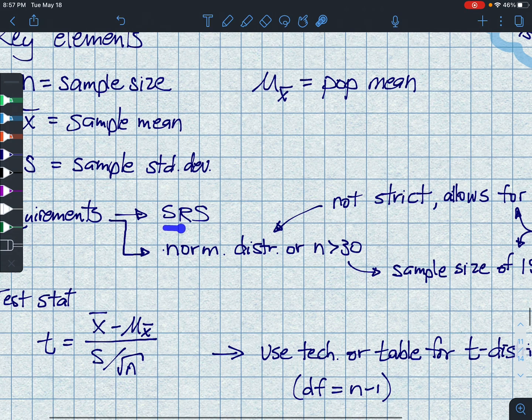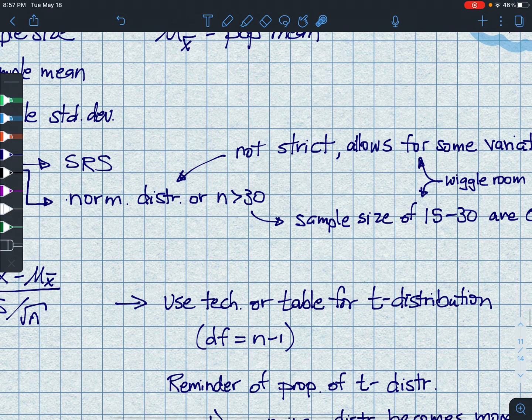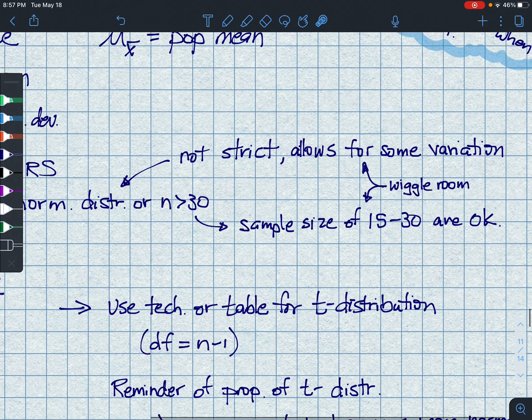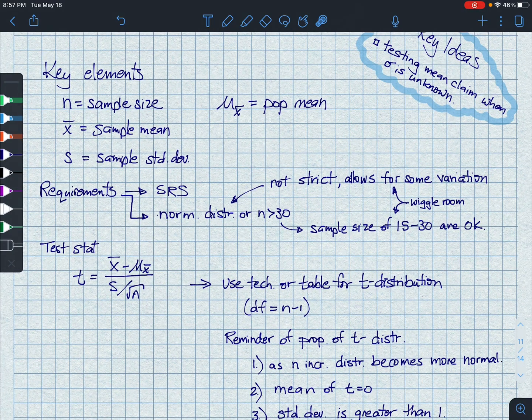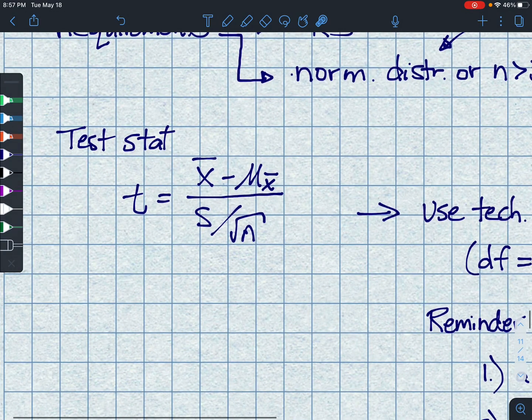Usual requirements, simple random sampling. In this case, we have to have a normal distribution or n is greater than 30. Now in this case, we don't have to be strict with our interpretations of a distribution or n greater than 30. That is, we could have less than each of those and still be okay. So there's a little bit of wiggle room here when we create this particular hypothesis test. Our test stat is based on the t distribution, and that's what it looks like.